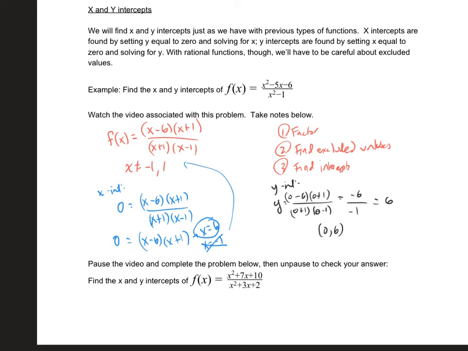So just to repeat, it's factor the top and bottom, find the excluded values, set the Y equal to 0 to solve for X for the X-intercept and compare it against the excluded values, and then set the X equal to 0 and solve for Y to get the Y-intercept. All right, pause the video and try the problem below.